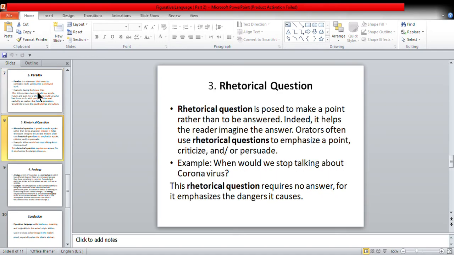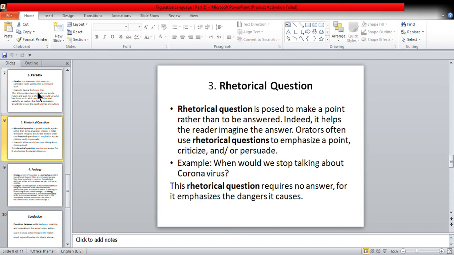The third type of figurative language is rhetorical question. A rhetorical question is posed to make a point rather than to be answered. Indeed, it helps the reader imagine the answer. Orators often use rhetorical questions to emphasize a point, criticize, and/or persuade.